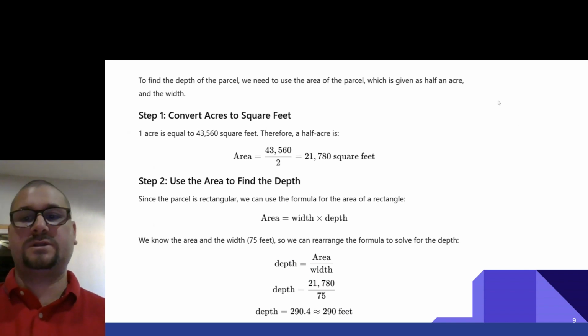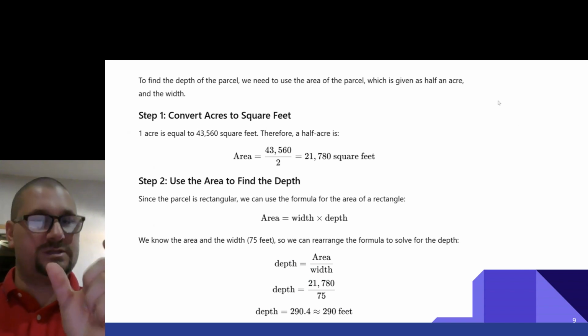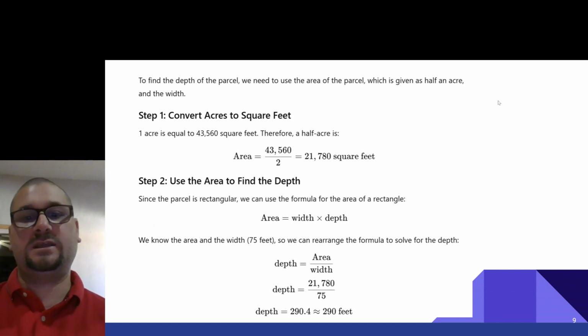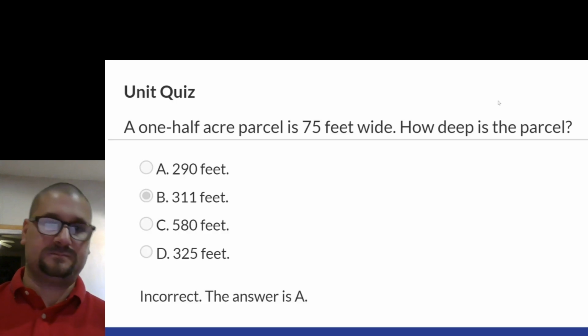So we can rearrange the formula and solve for the depth. The depth is going to be your area divided by the width. They gave you the width, the frontage, 75 feet. So your area is 21,780 divided by 75, and you get 290 feet.